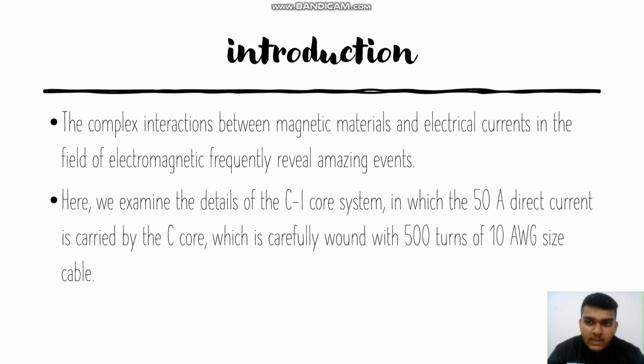The complex interactions between magnetic materials and electrical currents in the field of electromagnetics frequently reveal amazing events. Here, we examine the details of the C to I core system, in which the 50 ampere direct current is carried by the C core, which is carefully wound with 500 turns of 10 AWG size cable.